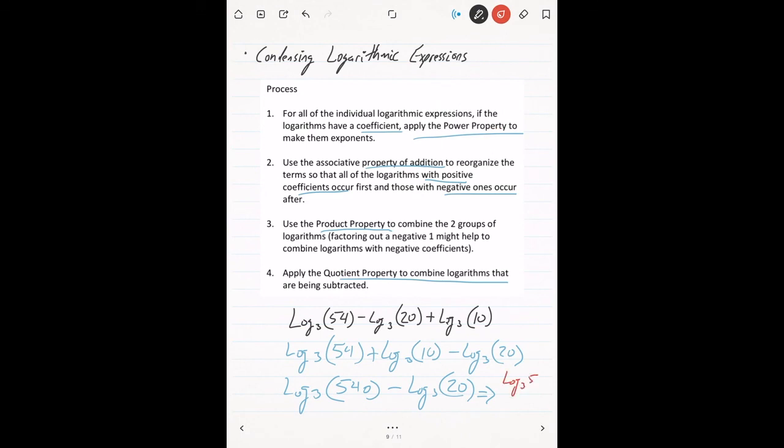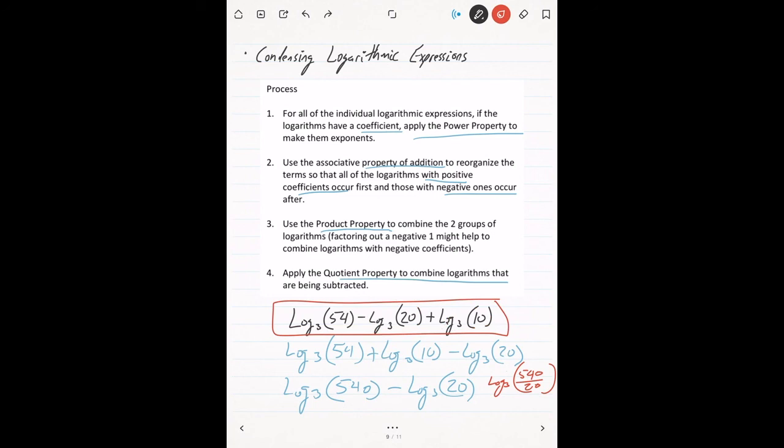Log base 3 of 540. Oh gosh, I'm running out of room. Let me see if we can just write it like this. Log base 3 of 540 divided by 20. This is what this expression is saying, okay? We put what needs to be in the denominator in the denominator and what has to be in the numerator in the numerator.